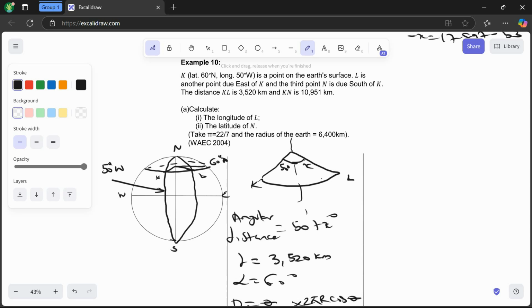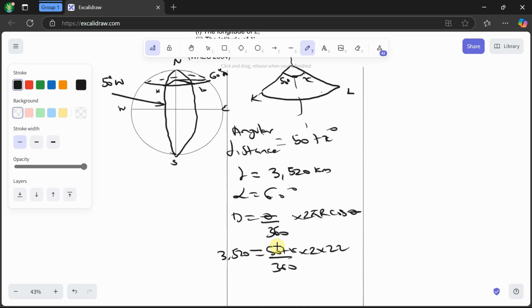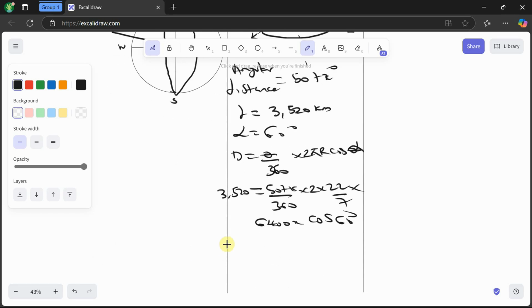Let's take our pi to be 22 over 7 times, let's take our r to be 6,400 times cos alpha. So this should be alpha, which is 60 degrees. So let's solve. So that will be 3,520 is equal to 50 plus x, 2 times 22 times 6,400 times cos 60 degrees, then divided by 360 divided by 7.